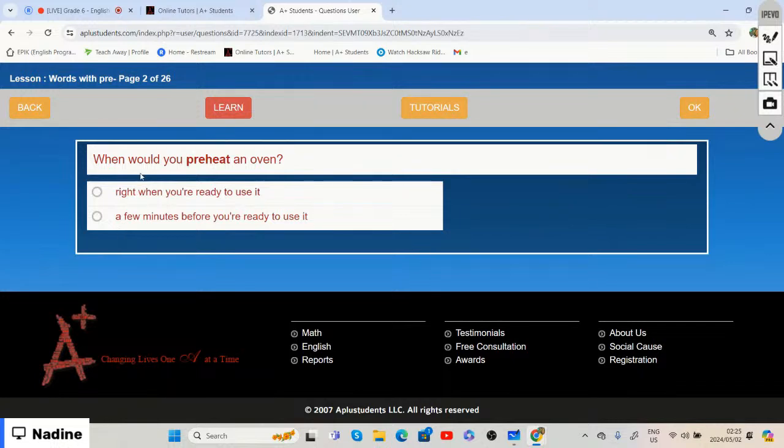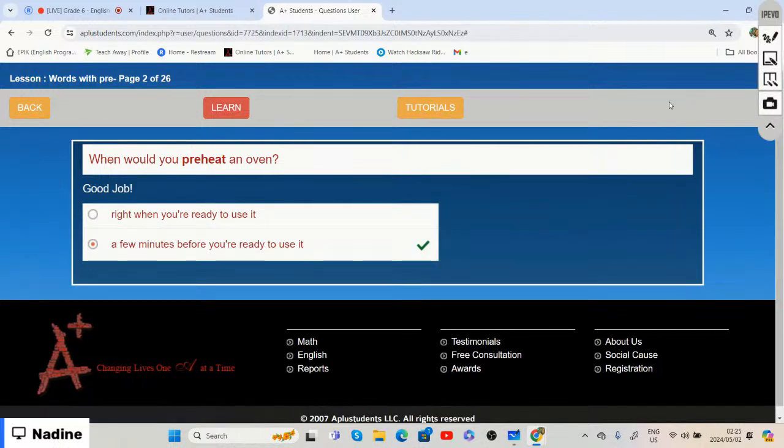All right, so when we preheat an oven, we preheat it a few minutes before you're ready to use it. And that is why they said heat the oven before you put in the dough mixture or the cake mixture, right? Yes, so option two is correct. So well done.